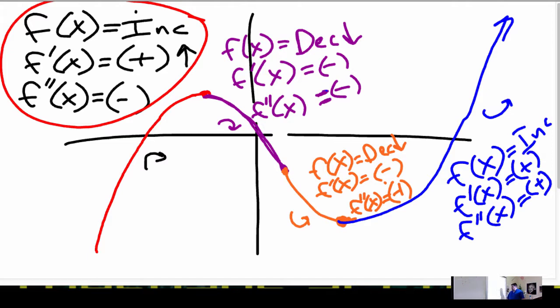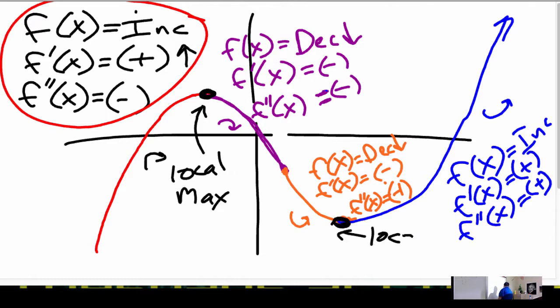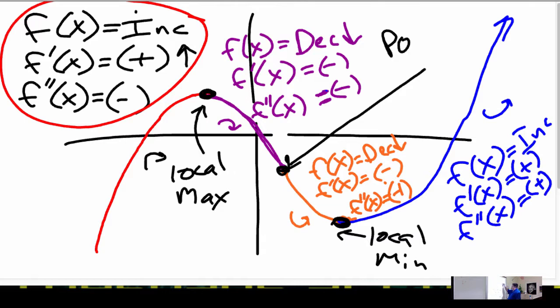Now, let's label some of these points where the curve changes. This is what? That's a local max. What's this? Local min. Okay. What's this? Anybody know? Well, this is what I'm teaching you today. This is a point of inflection, where the concavity changes.